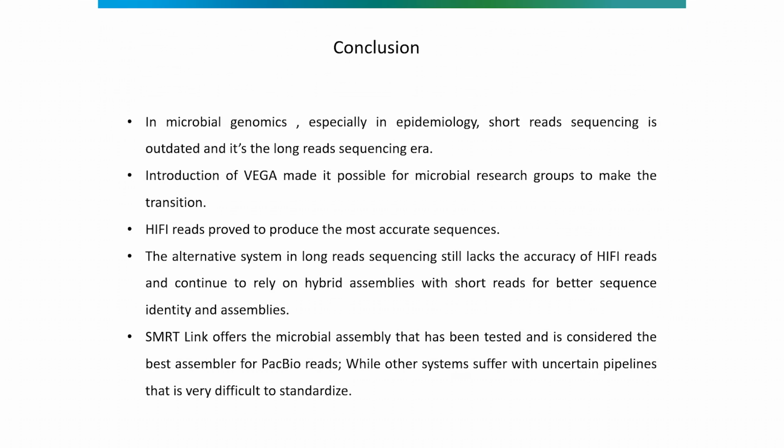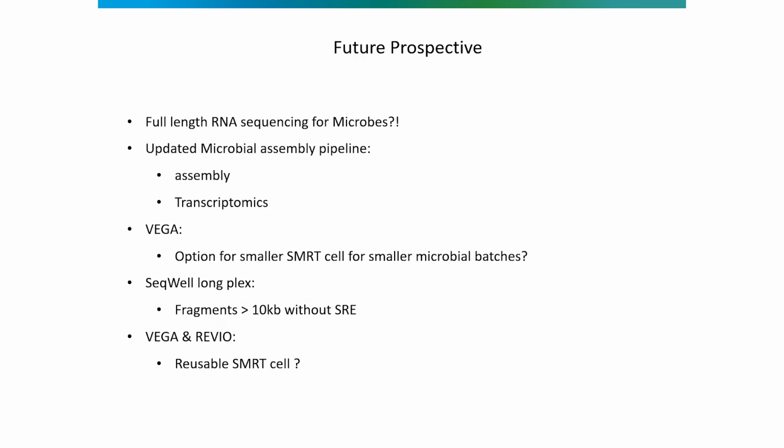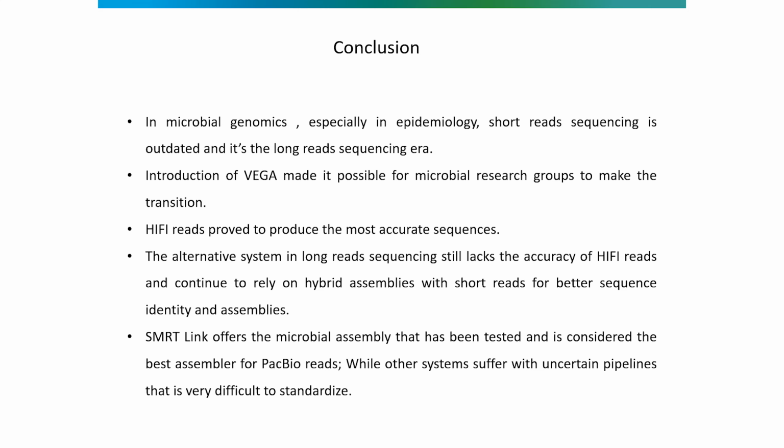So just to sum up, with the introduction of Vega, I think everybody working in microbial genomics should ditch the short reads. Now the price per sample is really nice. Maybe we can talk a little bit about what we can do better. HiFi reads, from my perspective, are still the best reads that you can produce, even when you compare them with Illumina. And the main problem you get from other long-read platforms is that you don't have a standardized approach to the assembly, and normally the assembly breaks.